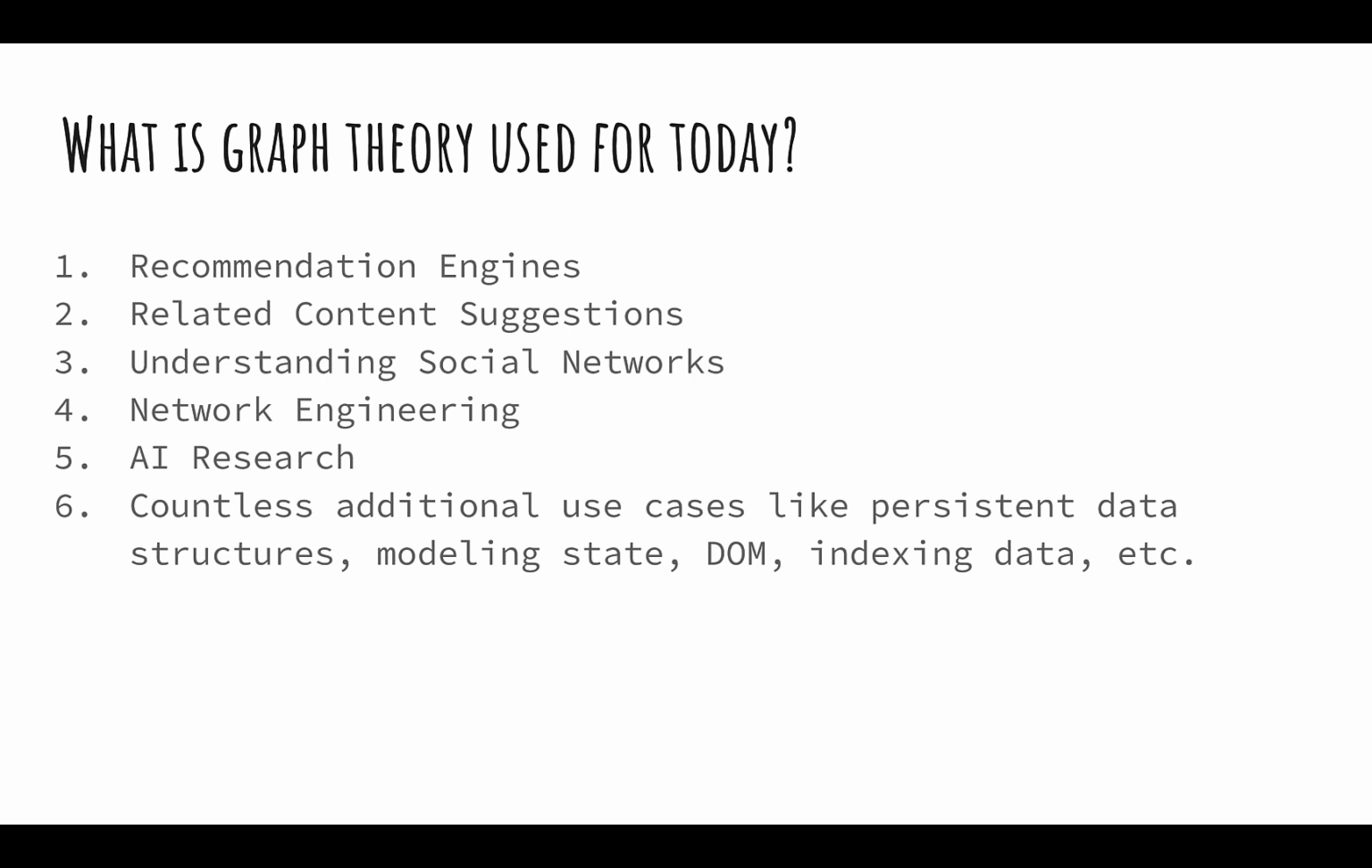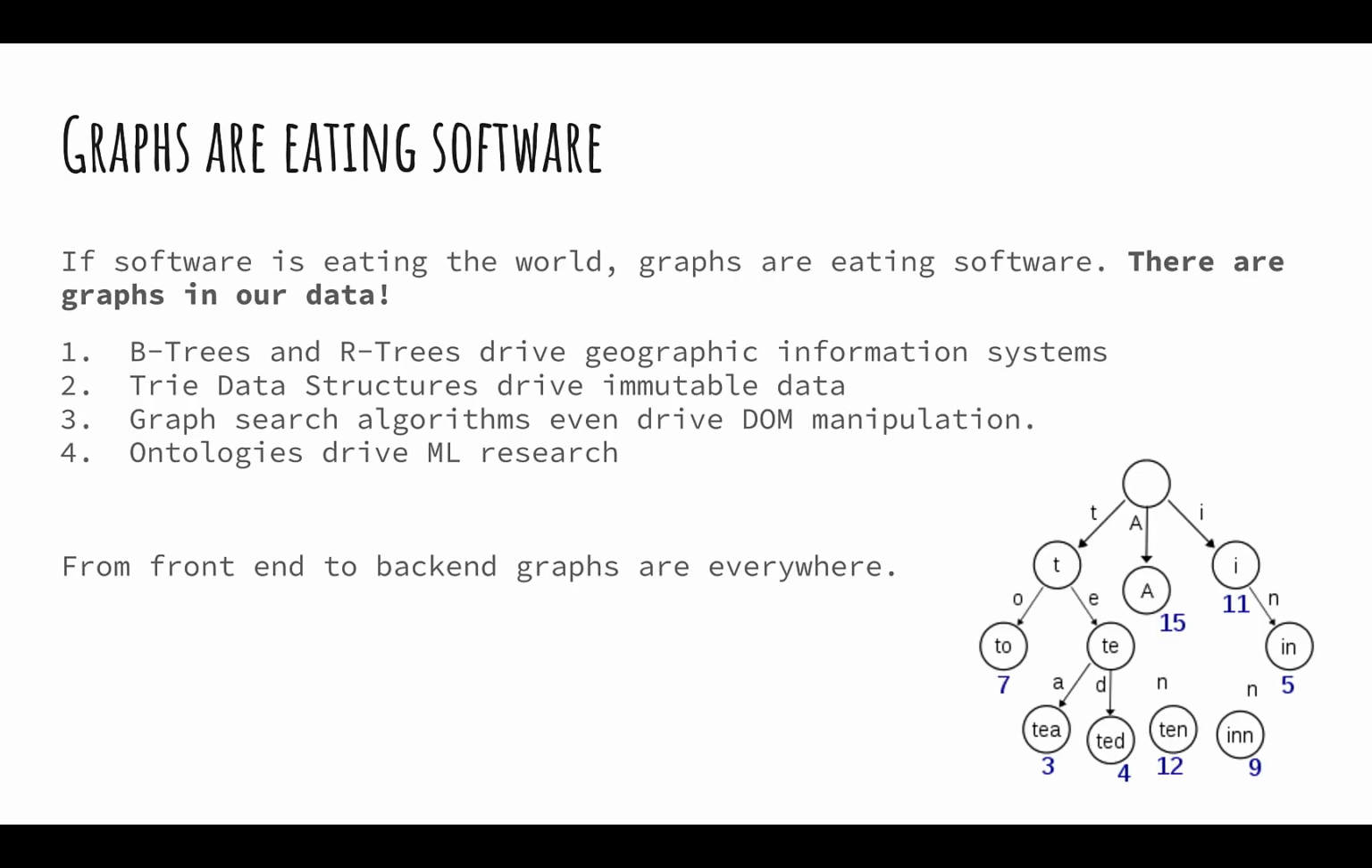And so, what is graph theory used for today? Well, we use it for recommendation engines. We use it for related content suggestions about products you might want to buy based on a product you already bought and that other people already bought. Understanding social networks is a big one, right? We use graph theory to deconstruct social networks and understand them. Network engineering. We use it as a huge AI research tool, right? Ontologies are the backbone of AI research today. And again, that's because graphs are such a powerful representation of knowledge. There's countless additional use cases like persistent data structures and modeling state. This is propeller hat stuff that computer scientists use graph theory for.